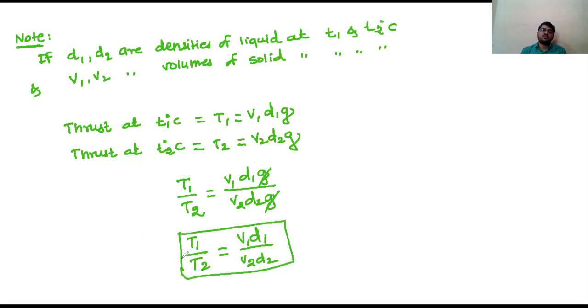Now this V1 and V2, D1 and D2 you can replace using the common formula you already have, and you can go ahead. So you can find out anything, whatever is asked in the problem. Okay, so let's solve one small problem on this.